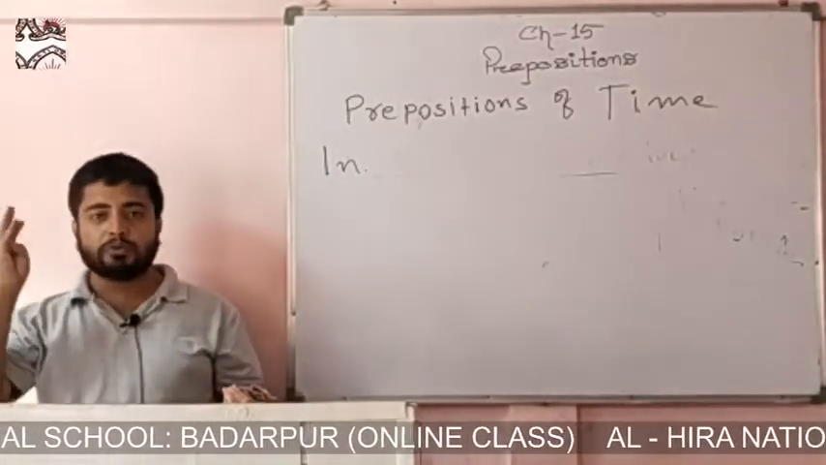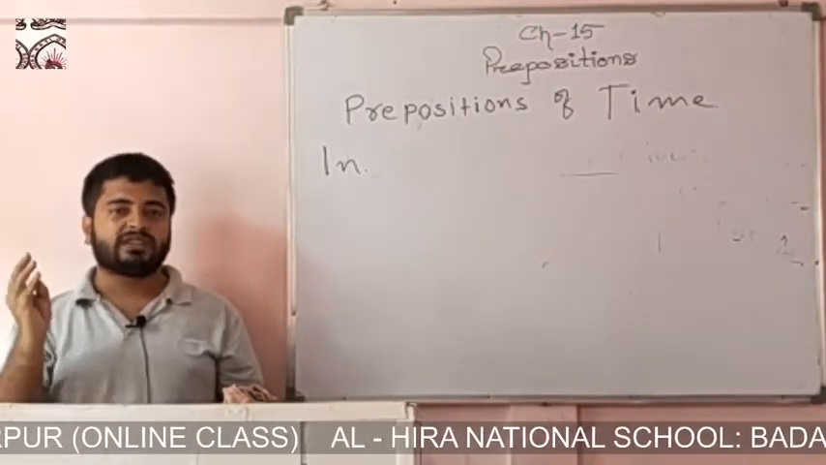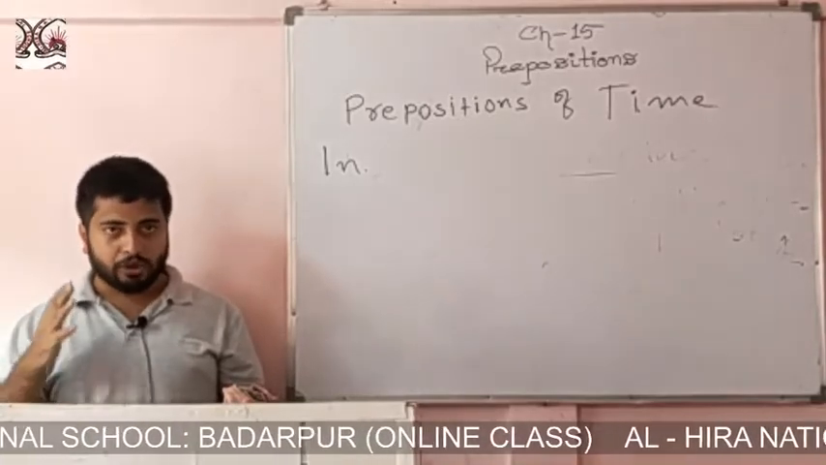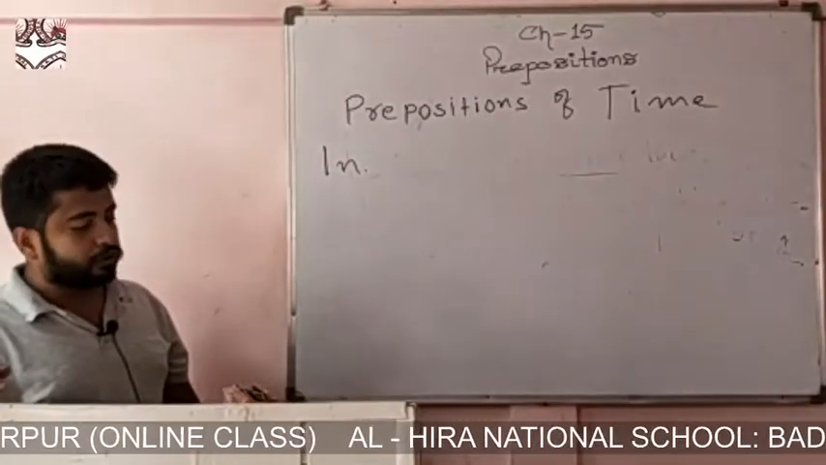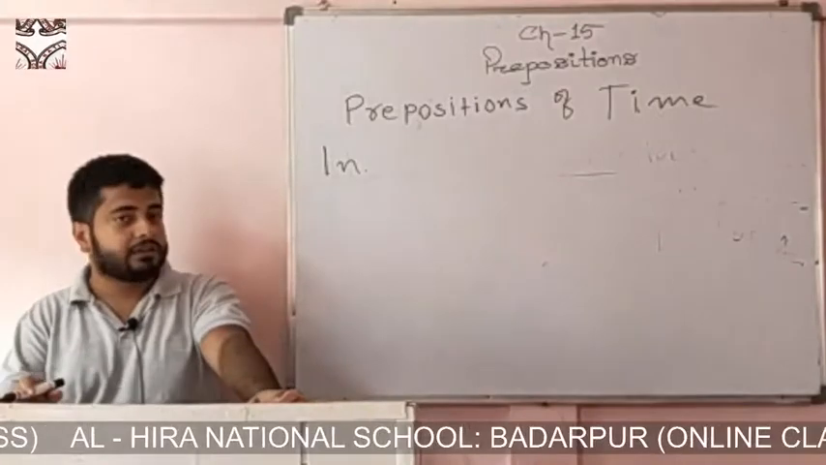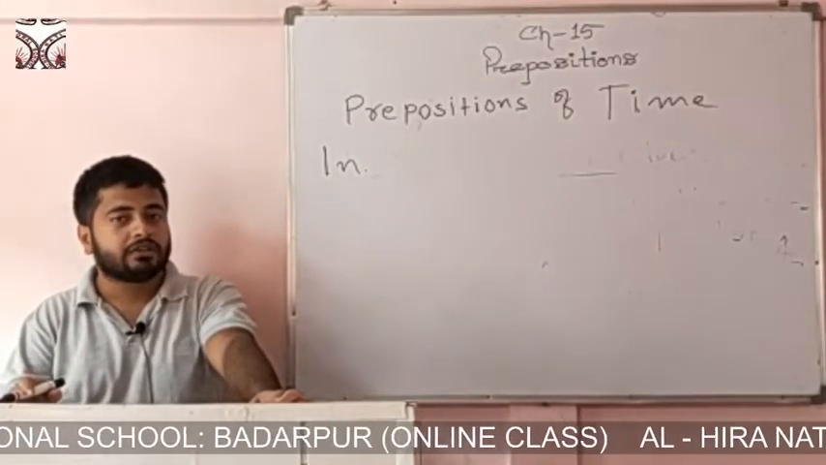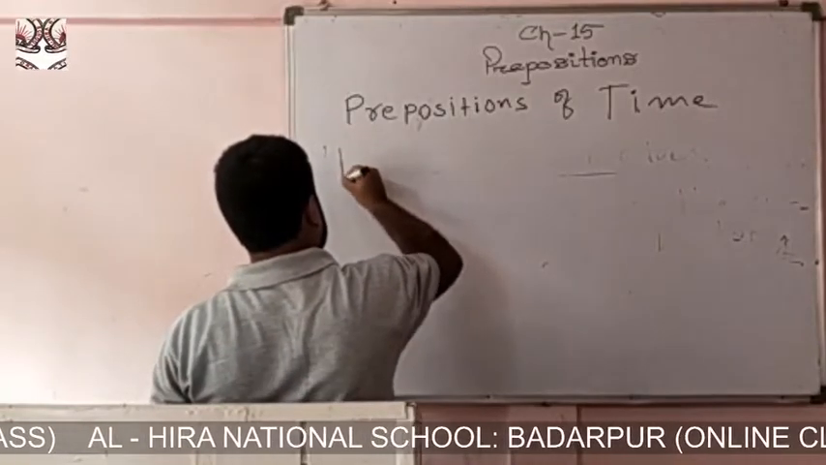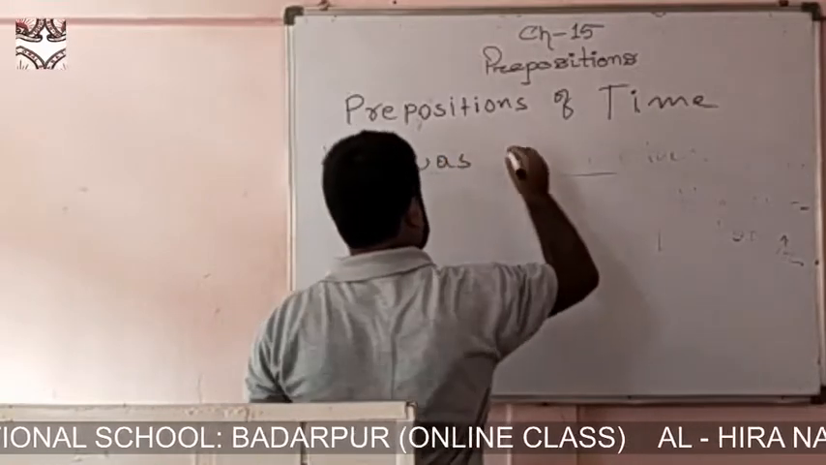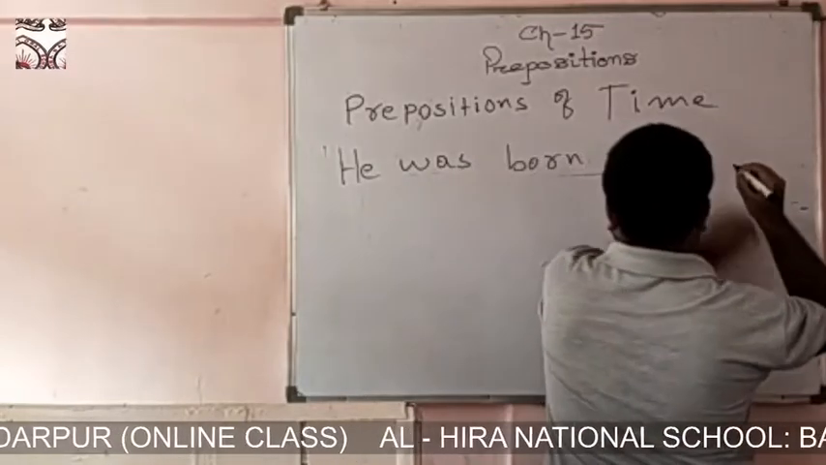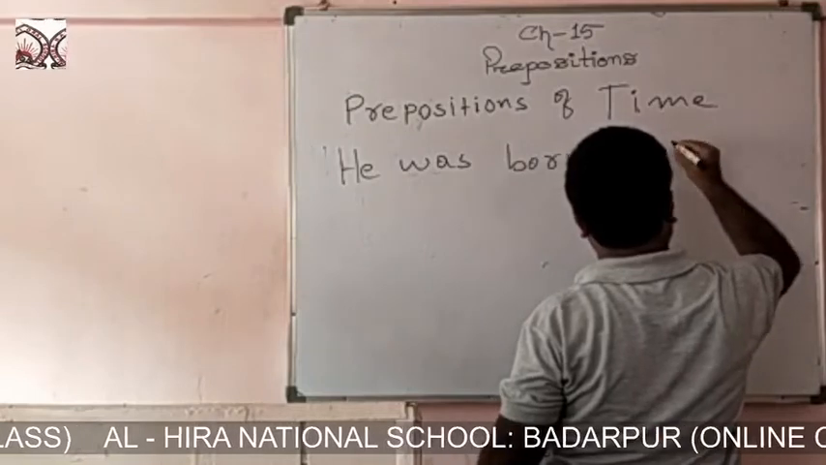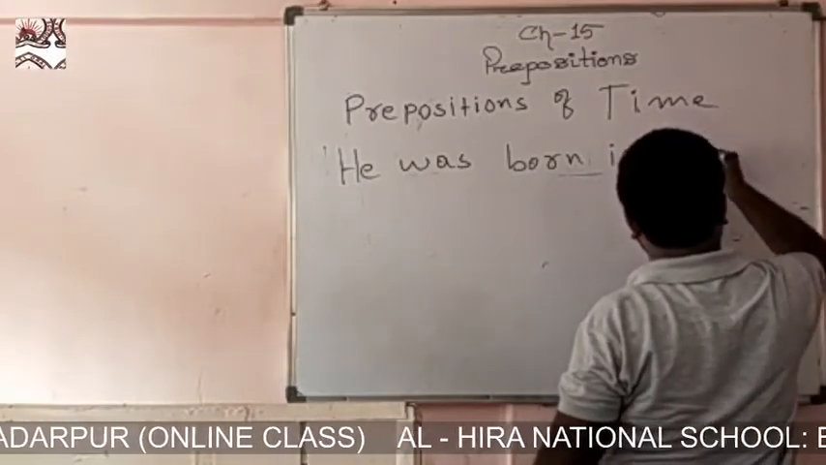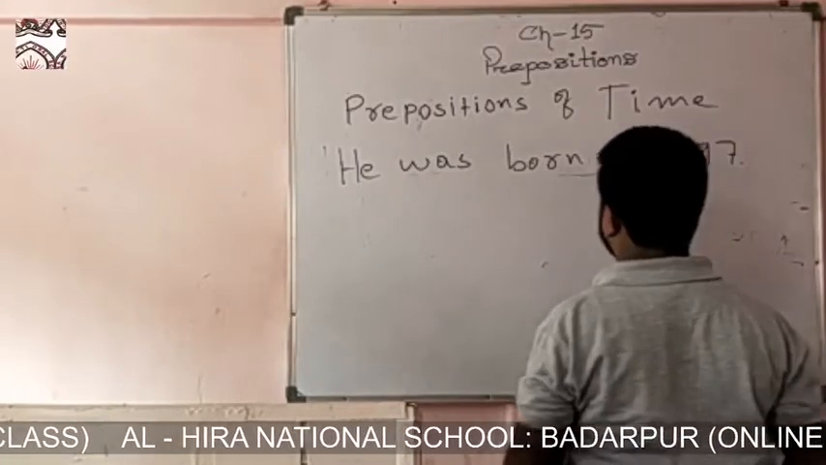That means with year, with months, with seasons, that means winter, summer, and with part of the day, that means evening, morning. So we use "in" before four things. Let me explain. Let's practice three or four examples. He was born in 1997.